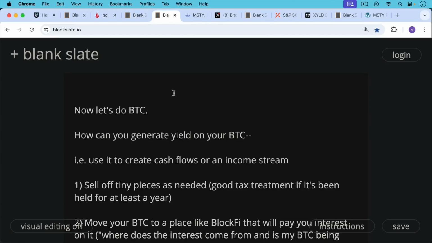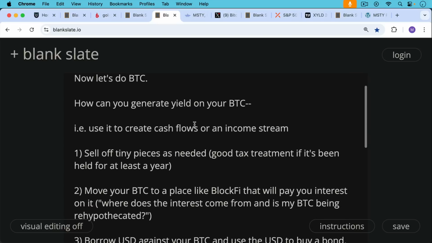So now let's talk about Bitcoin as a bearer asset. How can you generate yield on your Bitcoin, i.e. use it to create cash flows or an income stream? Number one, just like with the example of physical gold, you could sell off tiny pieces as needed, and this has the advantage of having very good tax treatment if it's been held for at least a year, because you'll be paying long-term capital gains taxes on it, which are usually lower than income taxes, or the marginal rate for your income tax.